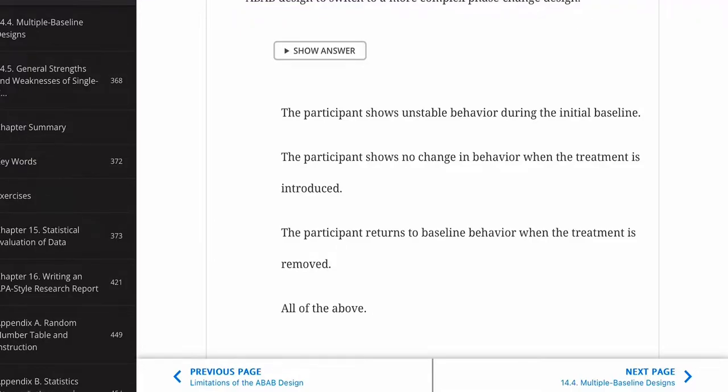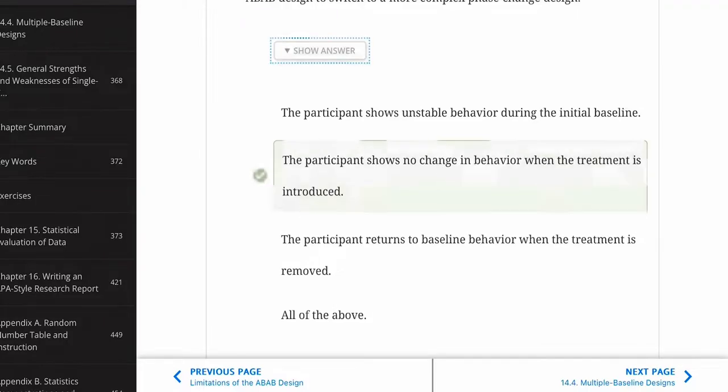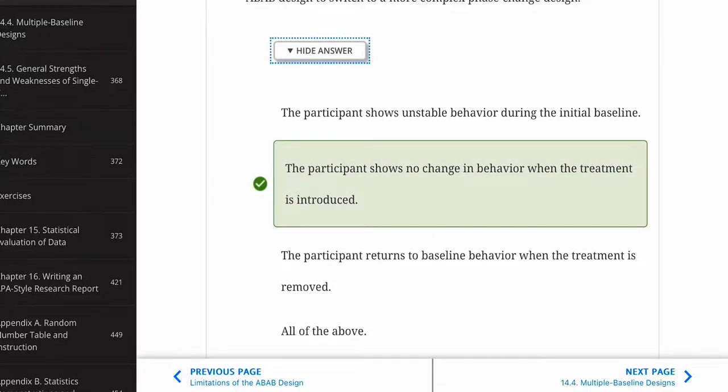The participant shows no change in behavior when the treatment is introduced. If the treatment's not working, then obviously that's the answer. We need to introduce, as I said, a different therapy or modify it in some way. And so that is the more complex design. And so that is the answer. Whew, y'all. All right.